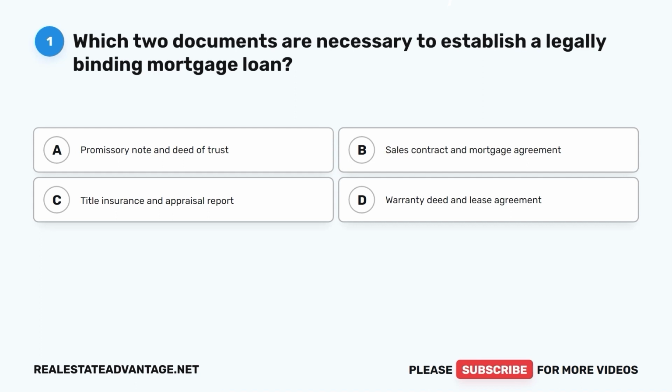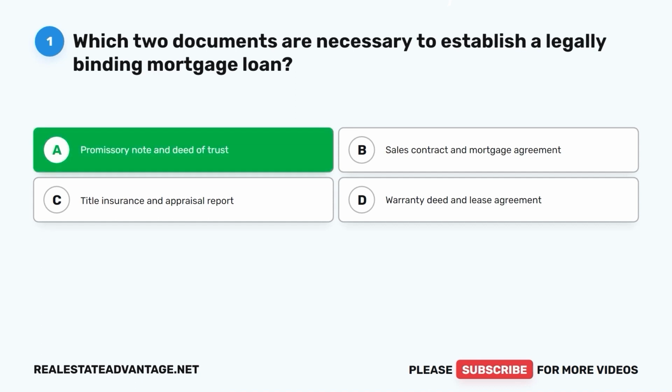Question 1. Which two documents are necessary to establish a legally binding mortgage loan? A. Promissory note and deed of trust. B. Sales contract and mortgage agreement. C. Title insurance and appraisal report. D. Warranty deed and lease agreement. The correct answer is A. Promissory note and deed of trust.